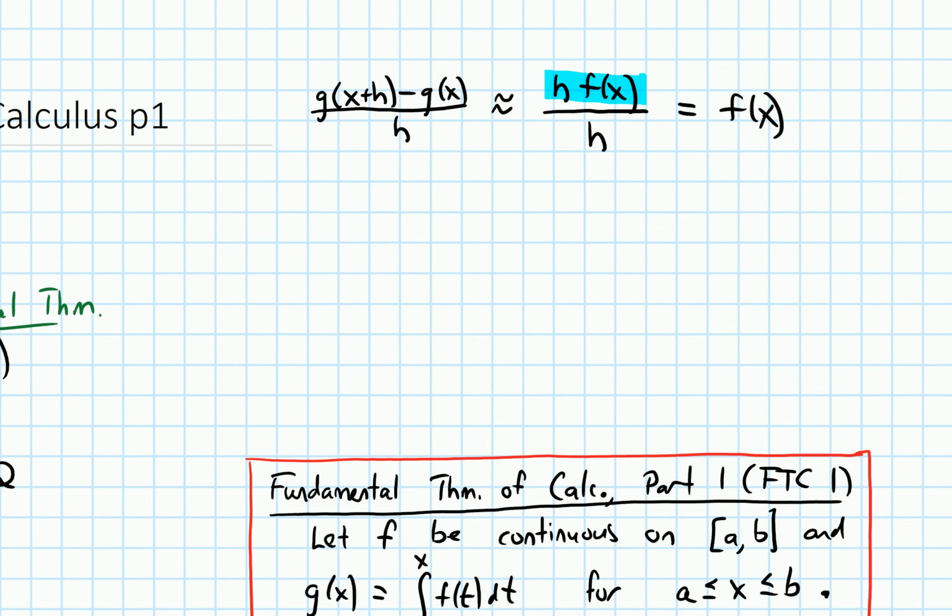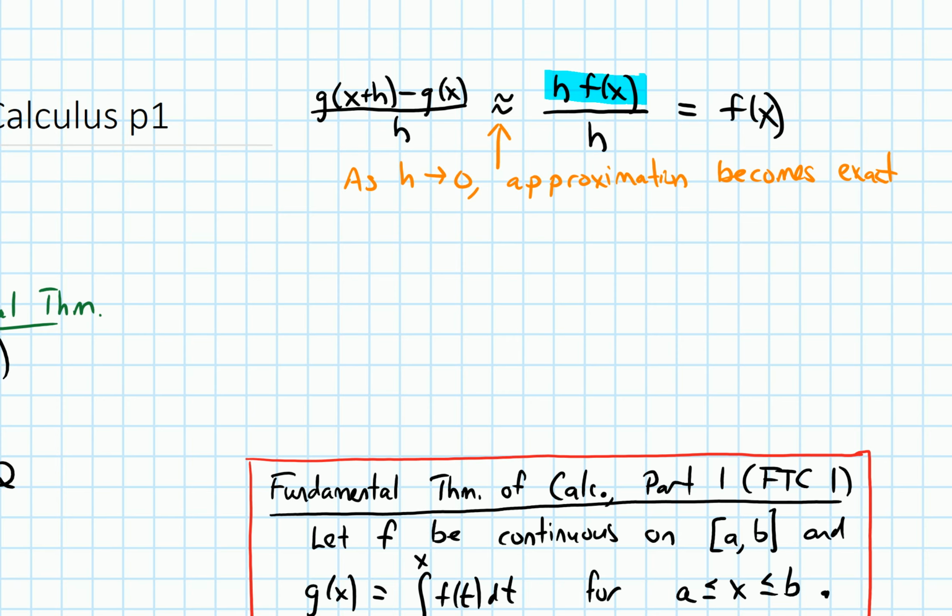So going back to where we were writing our work, we have this approximately equal sign here. But as h approaches 0, as we take the limit as h approaches 0, our approximation becomes exact when we take that limit. Okay, so that's what we can do next.